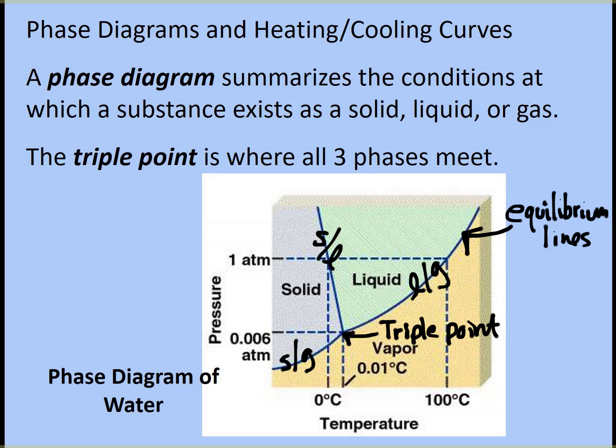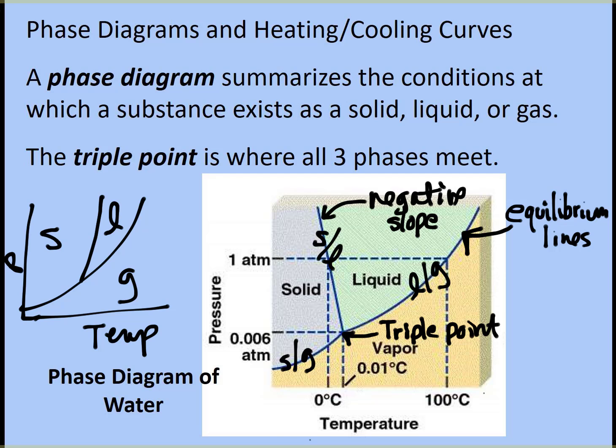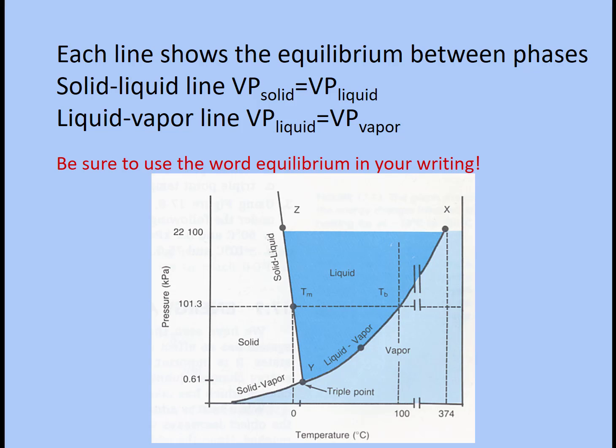Water is very unique in that this line right here has a negative slope. Most substances that we come across have a positive slope, so the phase diagram will look more like this. On any phase diagram you have, you can identify that solid will be here, liquid will be here, and gas will be here. Temperature is at the bottom, your x-axis, and pressure is the y-axis. This is another diagram of the same thing.